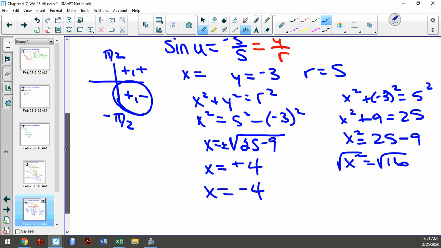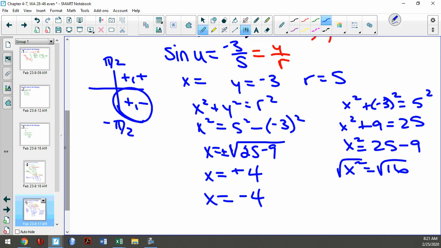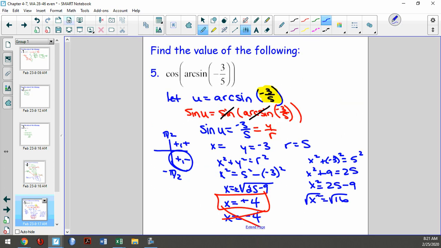I had two options. I have x being positive 4, x being negative 4. What is x going to be? X is your x value. X is the first one, so it's positive. So therefore, it cannot be negative. It's positive. Do we all understand that? I'm in quadrant 4.